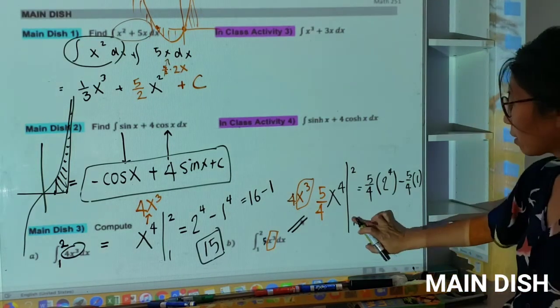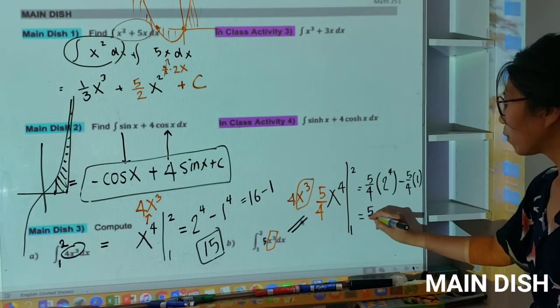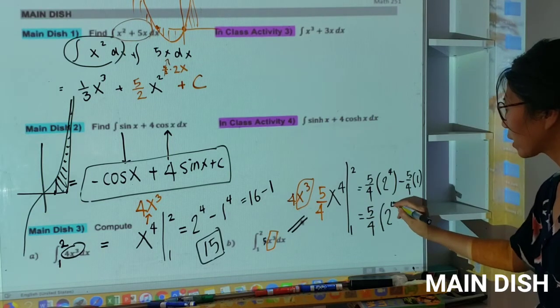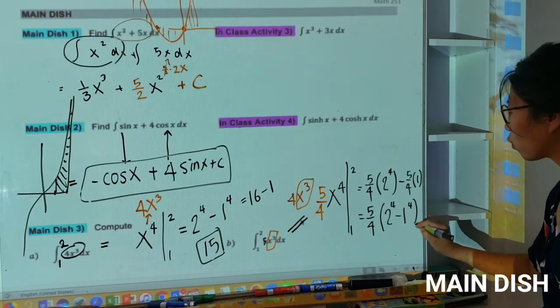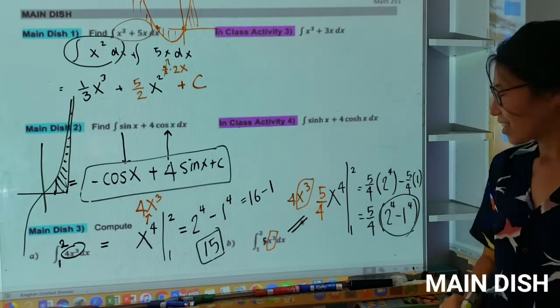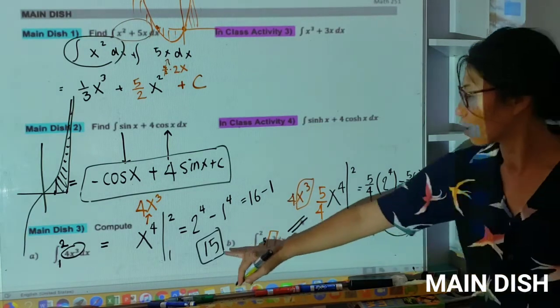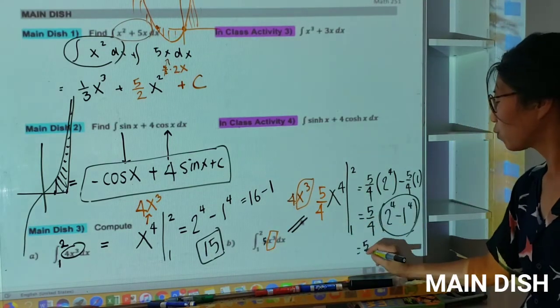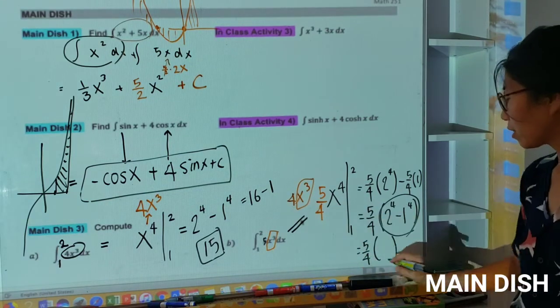So class, look at, oh, that's 1. 5 over 4, can I factor out? And do I know this? Where did it come from? That was a 15, right? So 5 over 4 times, where did you get it from there?